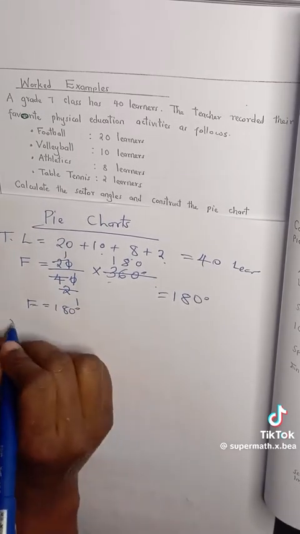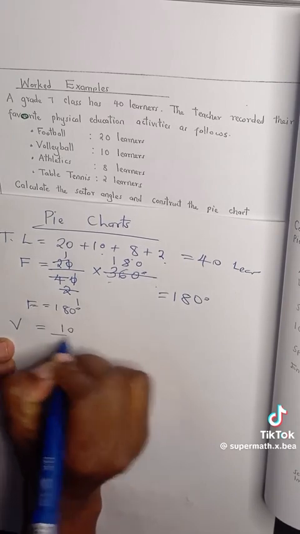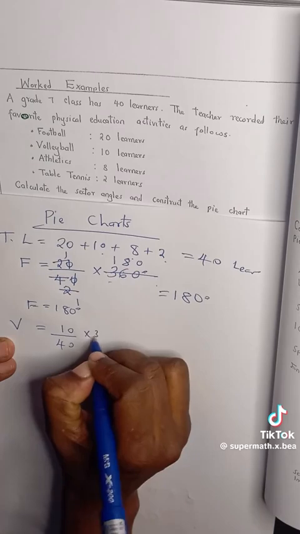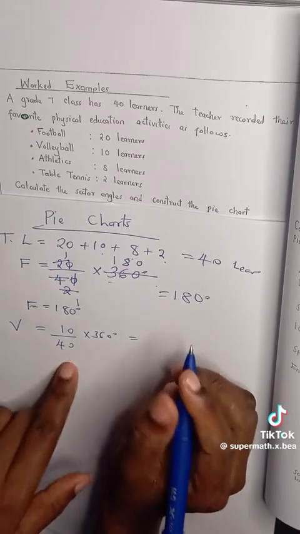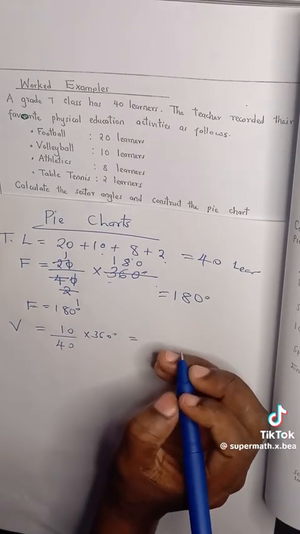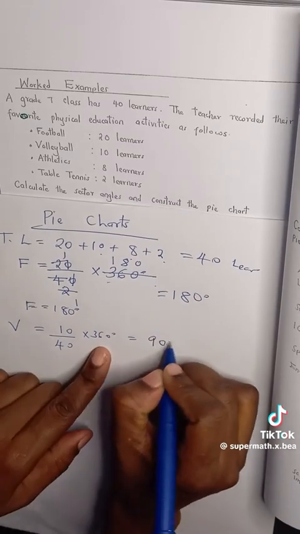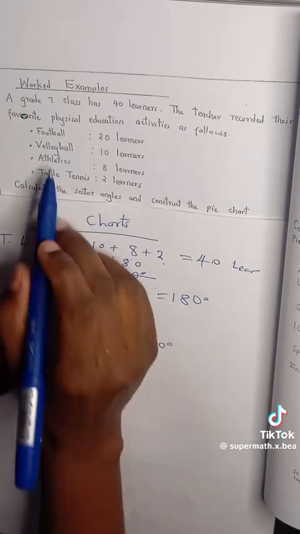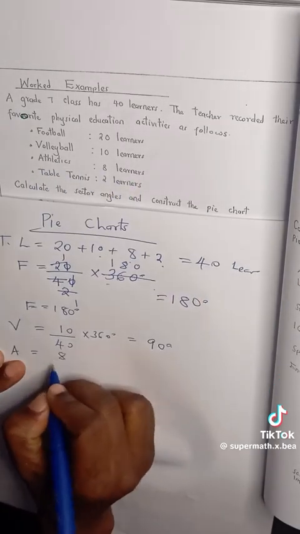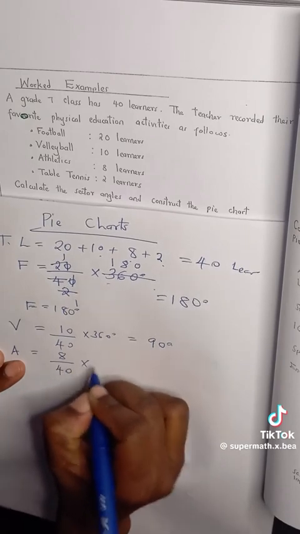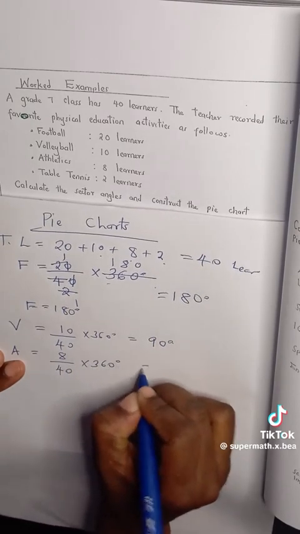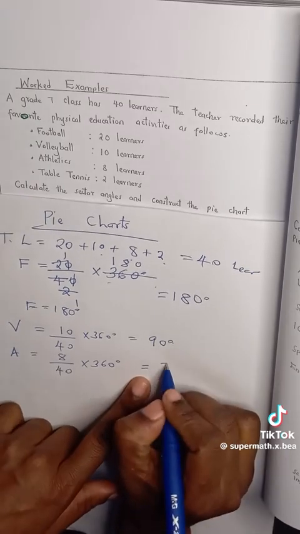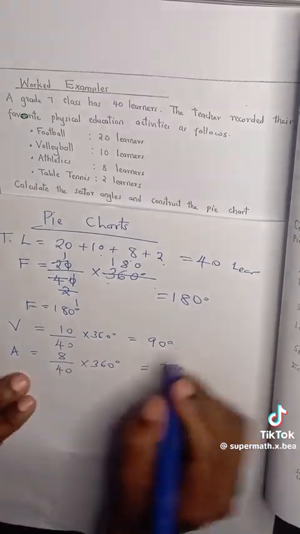We go next to volleyball. It will be 10 over 40 times 360 degrees, which will be 90. Next will be athletics. Athletics is equal to 8 over 40 times 360 degrees, which, when you divide, will be 72 degrees.